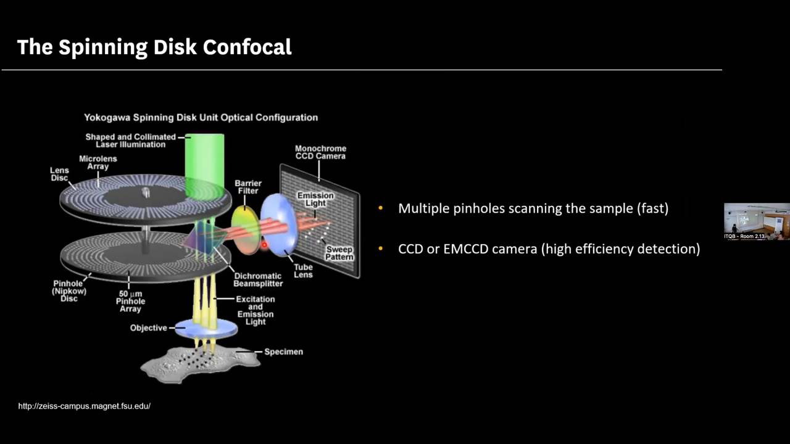It uses multiple pinholes, and you don't need a PMT or a point detector. You can actually use a camera, a CCD, or even an electron multiplying CCD, which are more expensive, but are able to detect single photons. So a very, very sensitive camera.